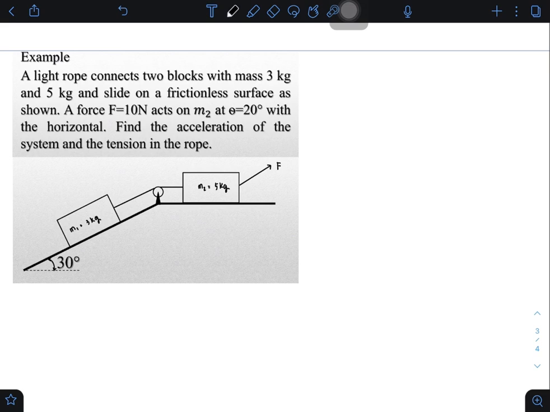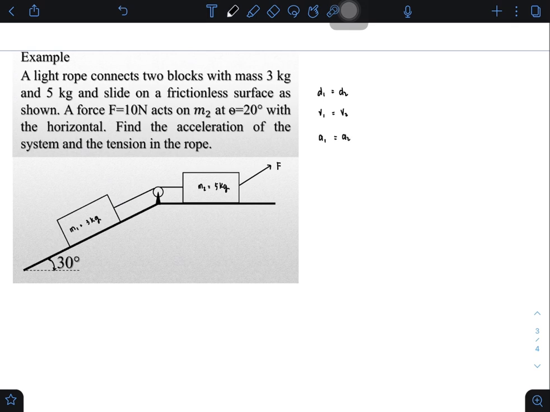Okay, so first we're going to understand that the connection of the two blocks M1 and M2 is in series form, meaning the movement of one block is the same as the movement of the second block, or the distance traveled by the first block is equal to the distance traveled by the second block. Therefore, the velocity of the first block is equal to the velocity of the second block, and the acceleration of the first block is equal to the acceleration of the second block.